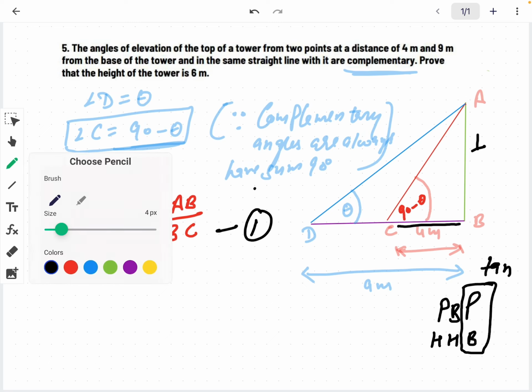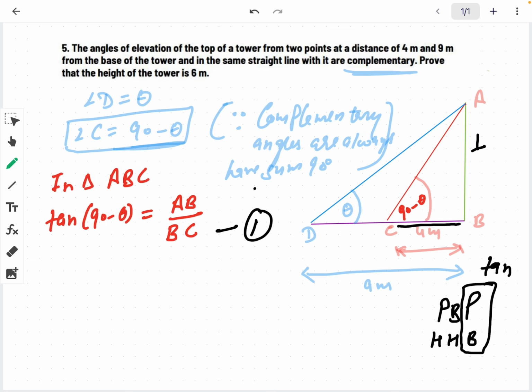Now going to the second equation, let's take triangle ABD. So in the larger triangle ABD we are writing tangent theta is equal to AB upon BD. So this is equation number 2.